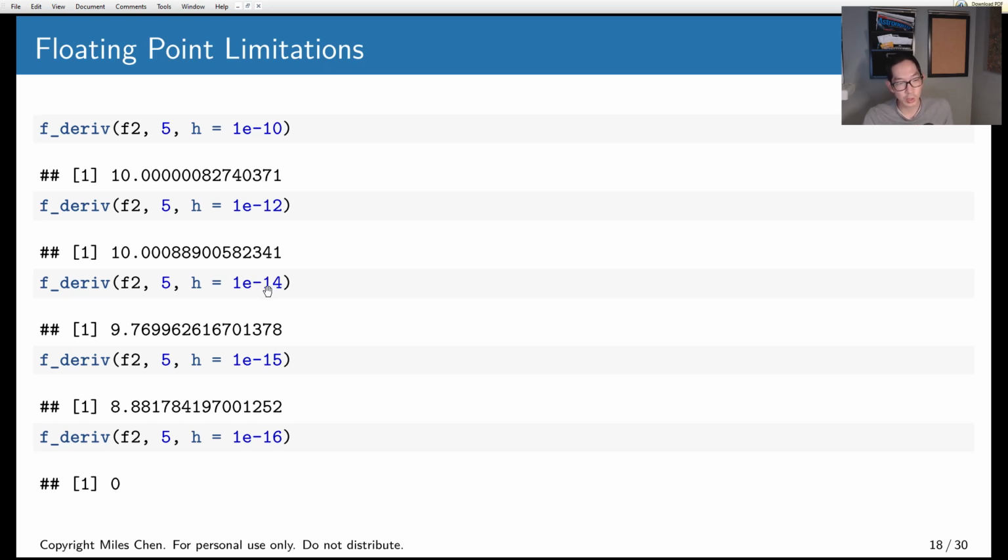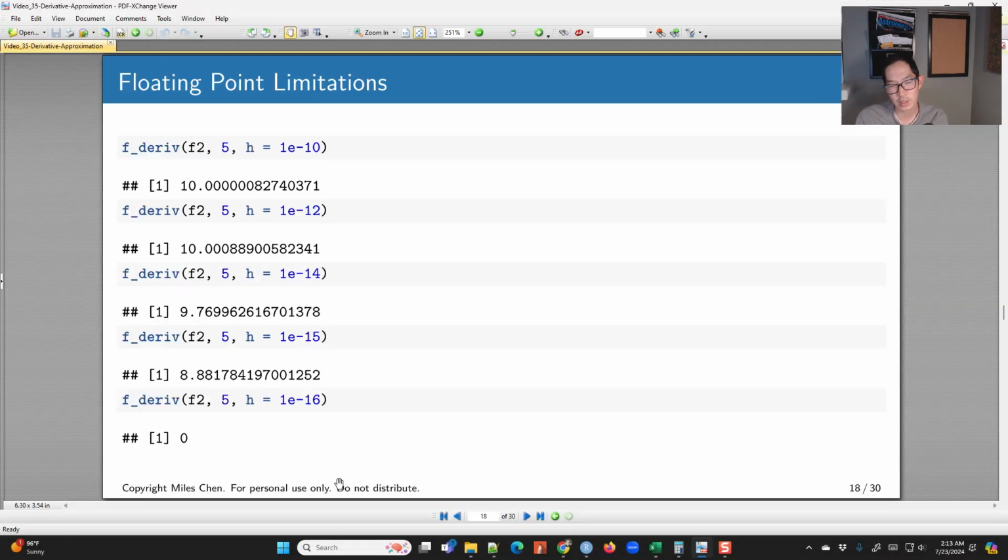And at 10 to the minus 14, okay, my values are off, right? 9.76. 10 to the minus 15, I'm off by even more, 8.88, right? And then at 10 to the minus 16, now my derivative is 0, right? Because basically, if my base number is 5, I'm actually not even able to add 10 to the minus 16 to it, because I think computationally R, or the computer, sees 5 and 5 plus 10 to the negative 16 as the same number.